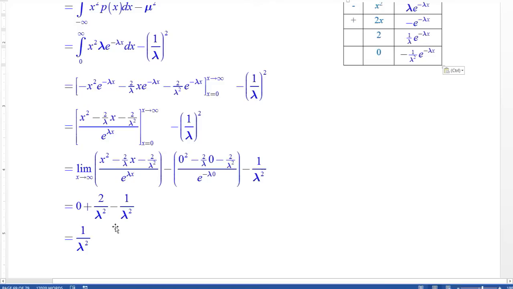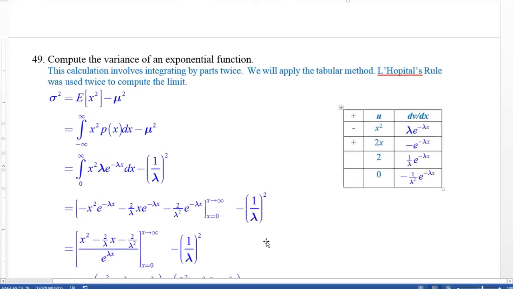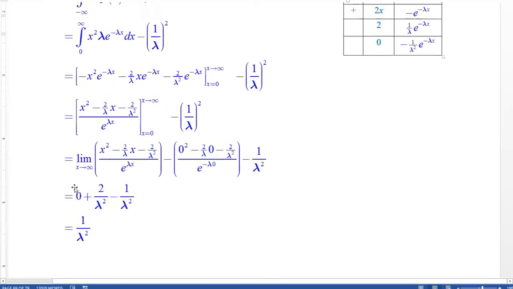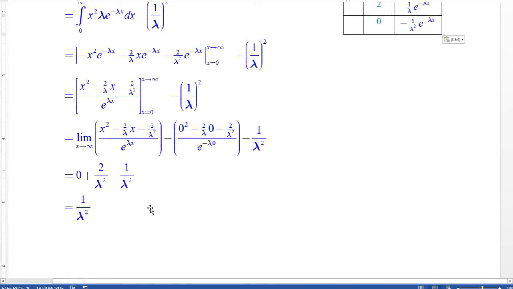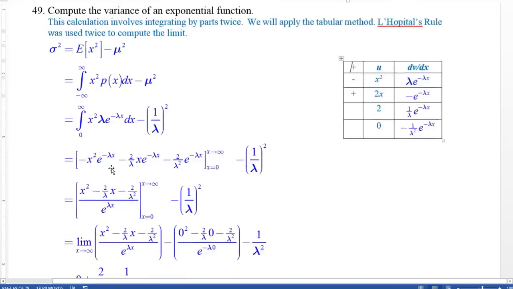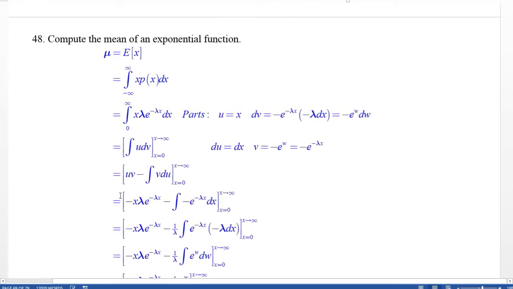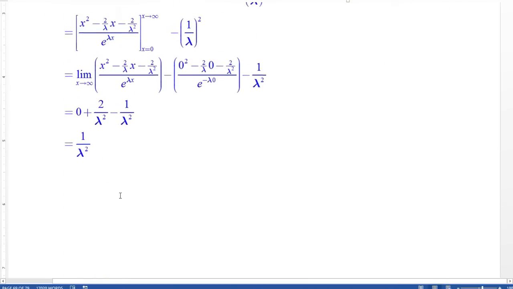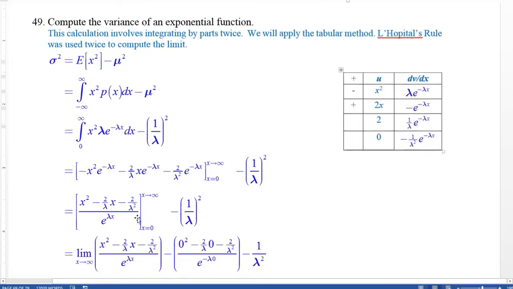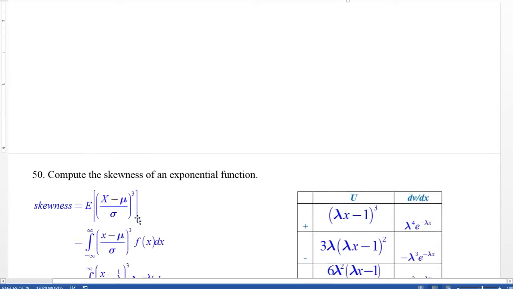2 over lambda squared minus 1 over lambda squared is 1 over lambda squared. So the variance, sigma squared, is 1 over lambda squared, which means the standard deviation, sigma, is just 1 over lambda. So this is kind of an interesting one. The mean is 1 over lambda, and guess what? The standard deviation is also 1 over lambda.